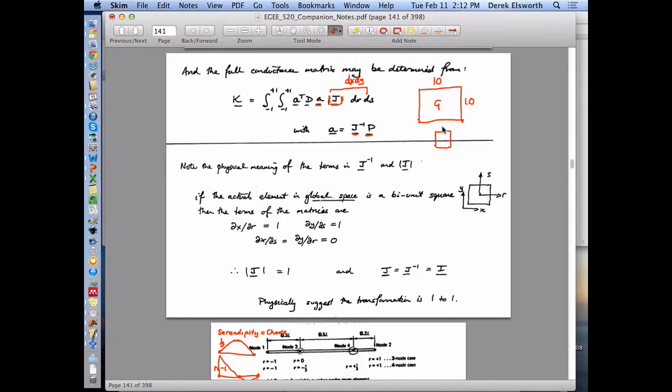And so this is x and y. It's useful to think of these things as to what they physically mean. This is r, and I can only just get s in here. Then what do these derivatives mean? So what does dx/dr mean? dx would be a small length in this direction.